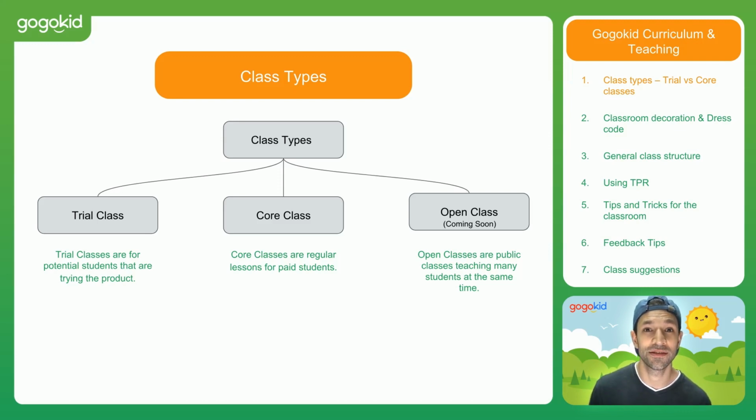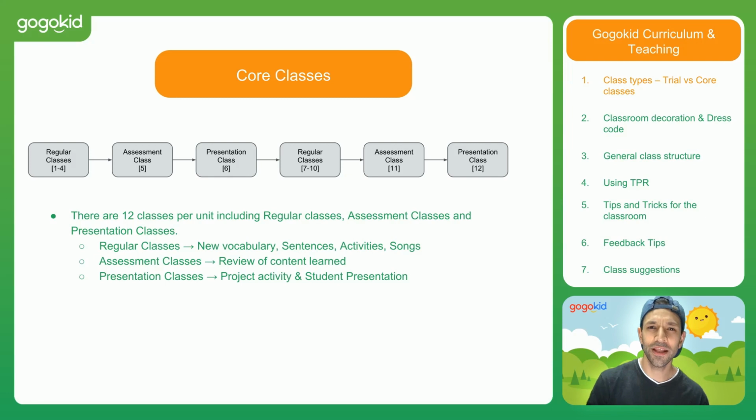The open classes are not one-on-one classes, they are one-to-many classes, so any student can come and join the class. Once the open classes are ready, those teachers that have a high feedback rate and a high teacher score may be invited to come teach this kind of class. Now, let's talk a little bit more about these core classes.